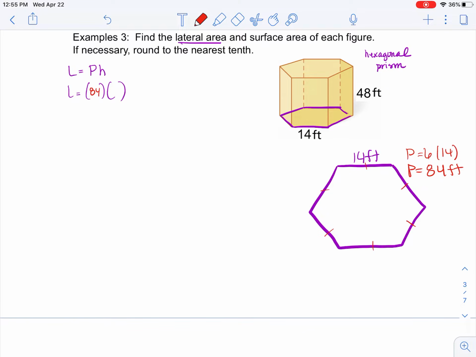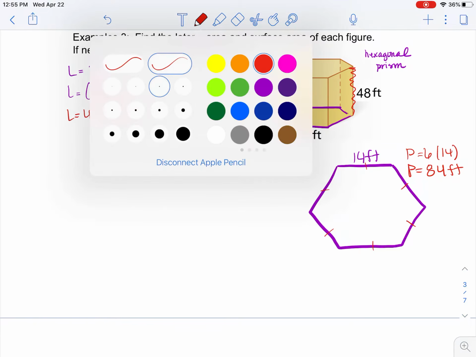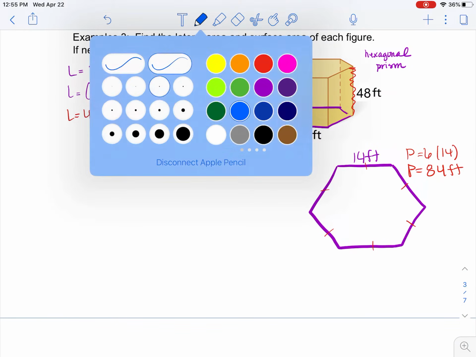All right, now I need the height of the prism. The height of the prism comes up from the base, and it's sitting on its base, so I can see that it's just the vertical piece, which is 48. Put that in my calculator, and I get 4032 feet squared.